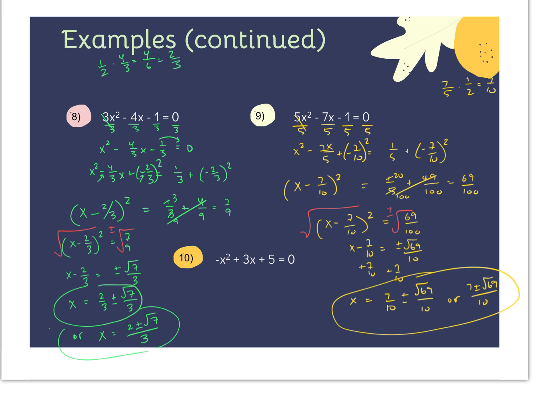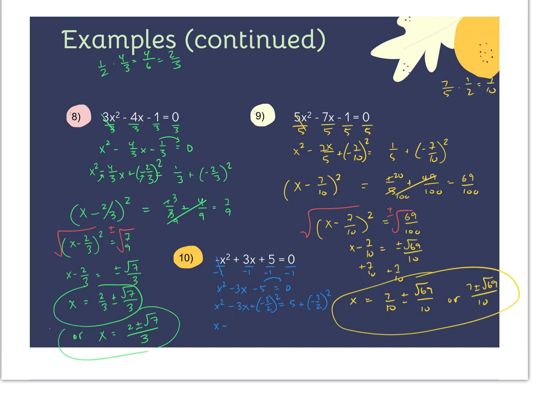Here we've got a -1. And again, even a -1 is not acceptable. So I'm going to divide everything by -1. So that's going to leave me with x squared minus 3x minus 5 equals 0. I'm going to move the minus 5 over, so x squared minus 3x equals 5. Again, I'm going to do half of 3, which is minus 3 over 2 squared. So this is plus minus 3 over 2 squared.